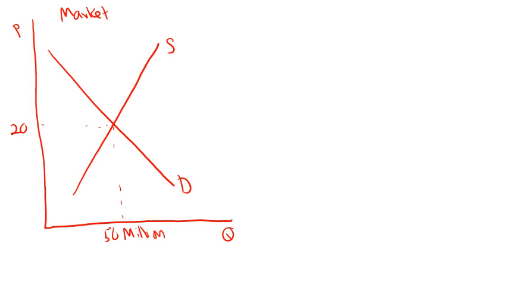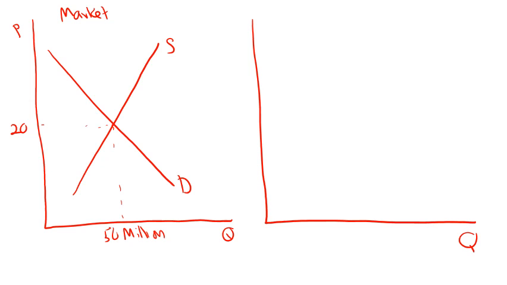All right. Well, beside that, I'm going to put the curves for a firm. I know if the market price is 20, that means the demand curve facing the firm is a horizontal line at 20, and that demand curve is also its marginal revenue curve.